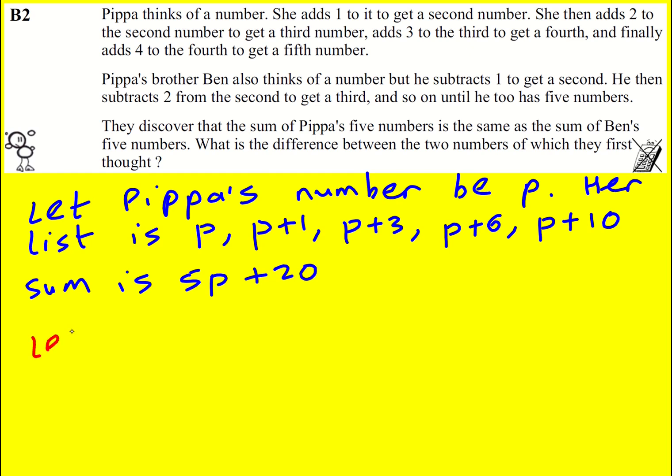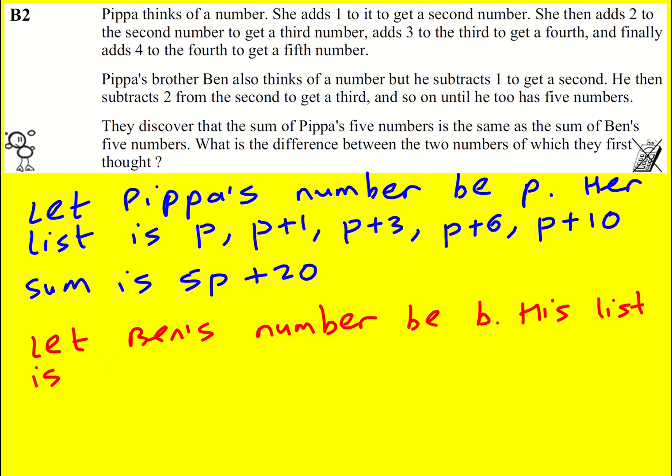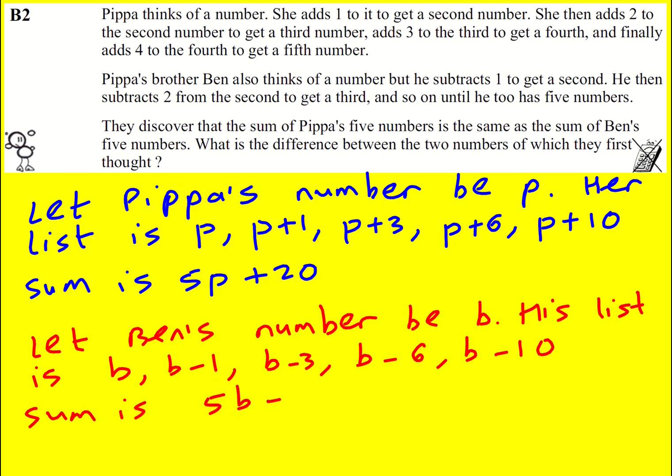Right, similar for Ben. So he's going with b, then he subtracts 1. So it's going to be b minus 1. In a similar way, he's going to get b minus 3, b minus 6, and b minus 10. So the sum is 5b minus 20.